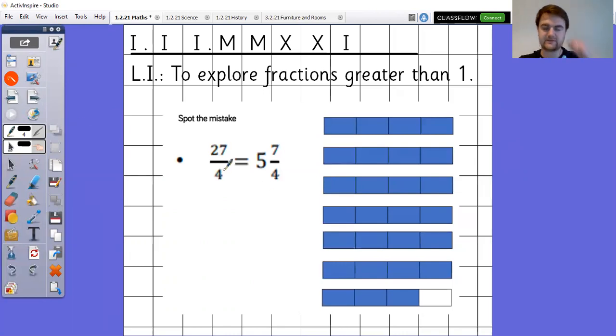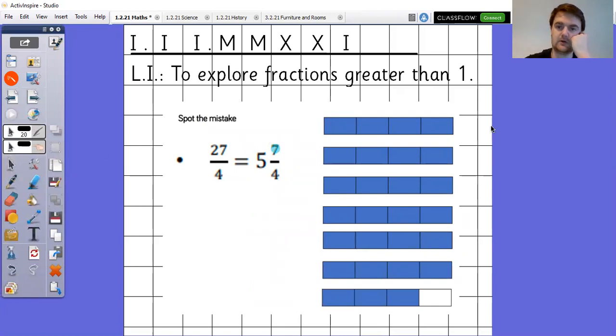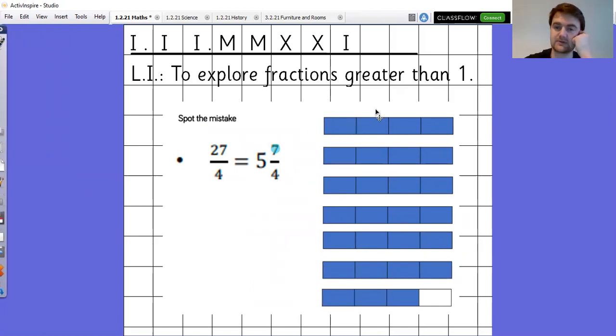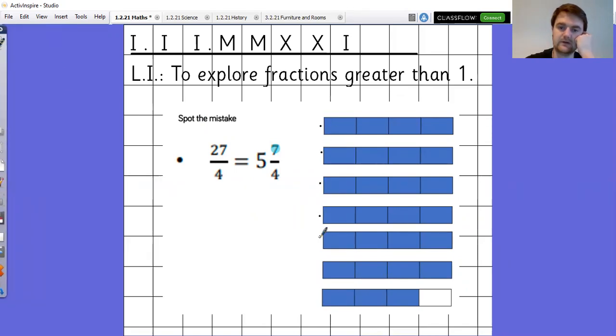Okay, the next one, 27 quarters is the same as 5 and 7 quarters. Now, straight away we can see that our numerator here is larger than our denominator. So this is mixing mixed numbers and improper fractions, which we shouldn't really do. So let's have a look and see. I've got my wholes and they are split into 4 equal parts because the denominator is 4. And I should have 27 quarters altogether. So 4, 8, 12, 16, 20, 24, 25, 26, 27. Let's see how many wholes we have got shaded in. So 1, 2, 3, 4, 5, 6. So we've got 6 wholes shaded in, and then 1, 2, 3 quarters left over.